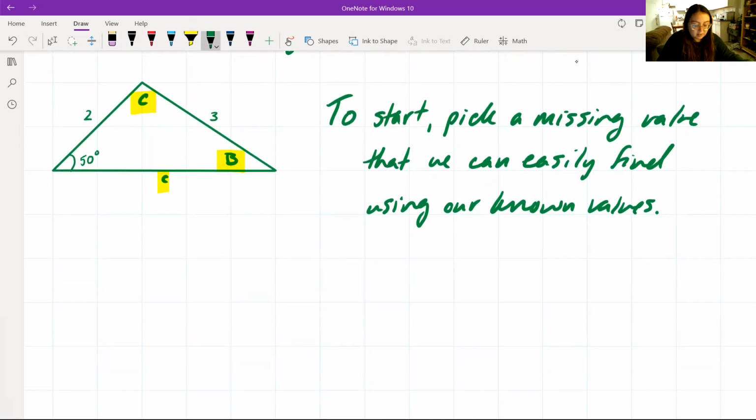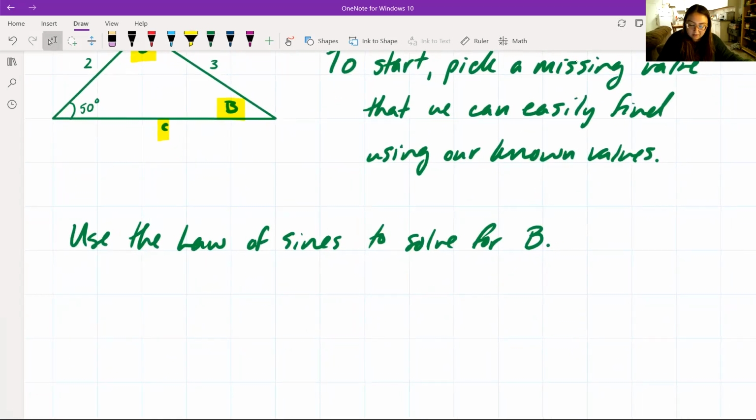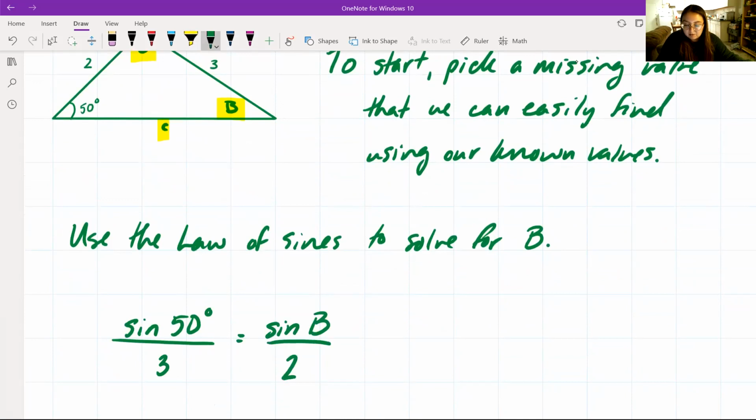So we're going to use the law of sines to solve for capital B. We know that sine of capital A divided by lowercase a is equal to sine of capital B divided by lowercase b, so let's go ahead and use that. We get sine of A, which is 50 degrees, divided by a, which is 3, equal to sine of capital B divided by lowercase b, which is 2.